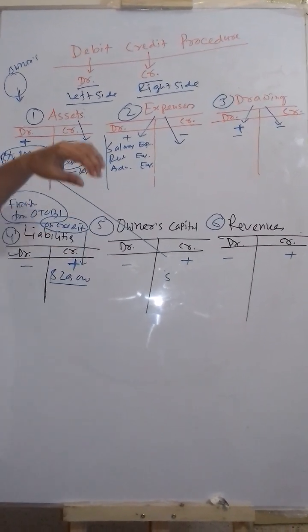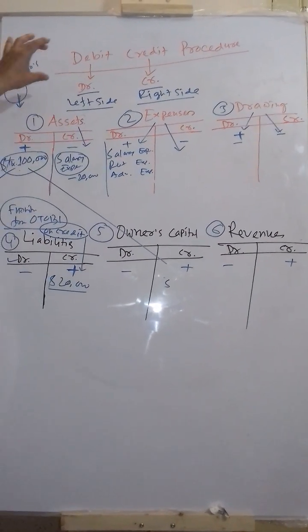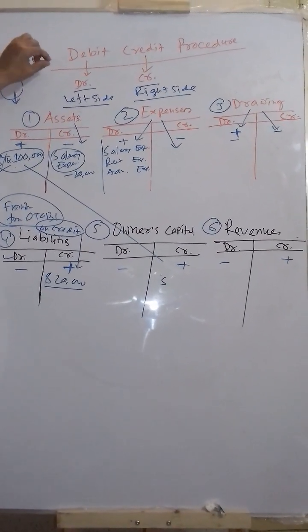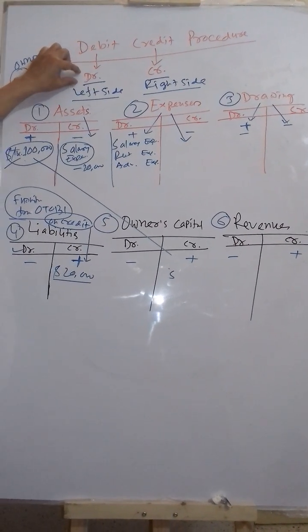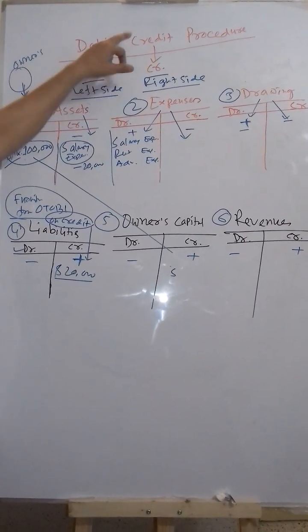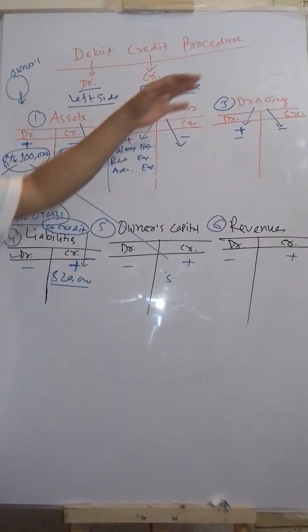Today we learn debit credit procedures. The debit credit procedures, just first one, debit, we can write down DR. DR, this is the abbreviation. DR means debit, CR means credit. And debit means left side, credit means right side.